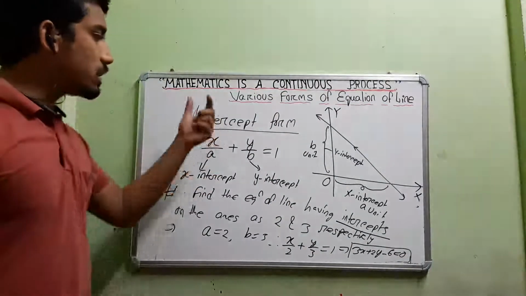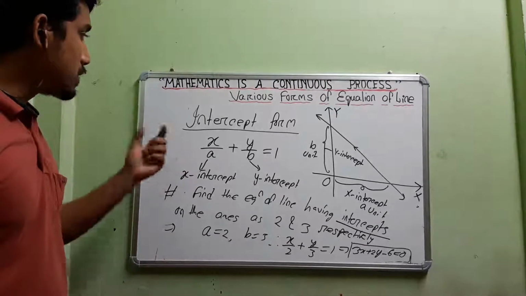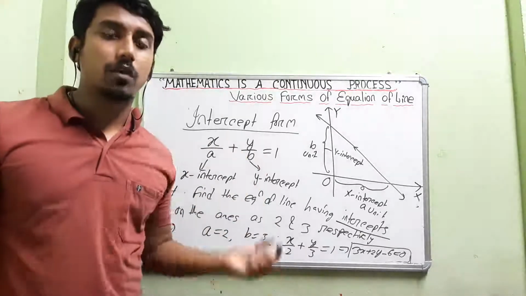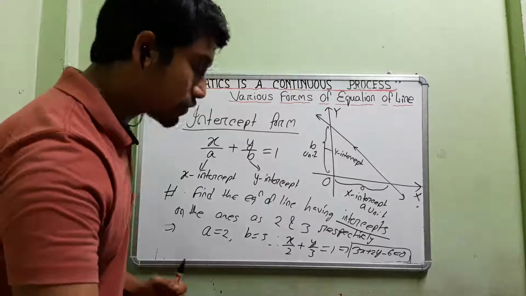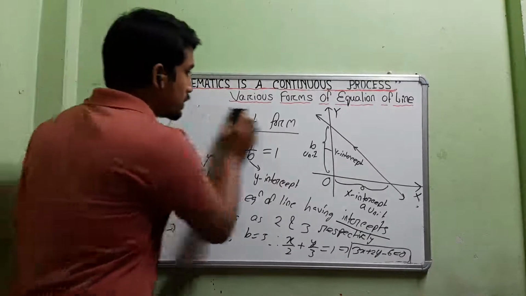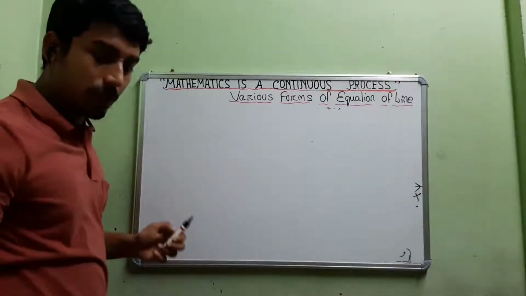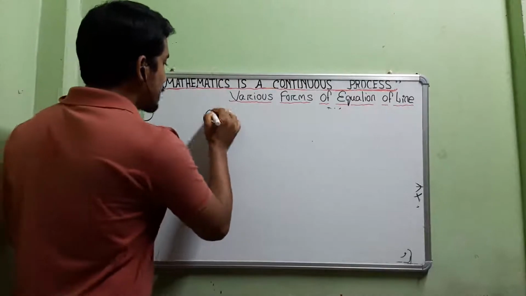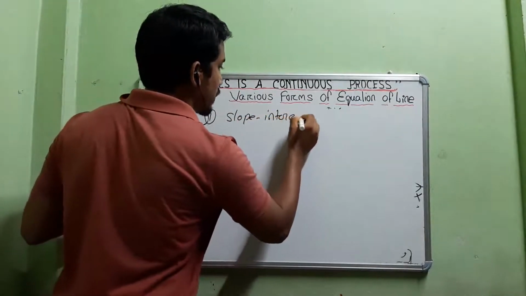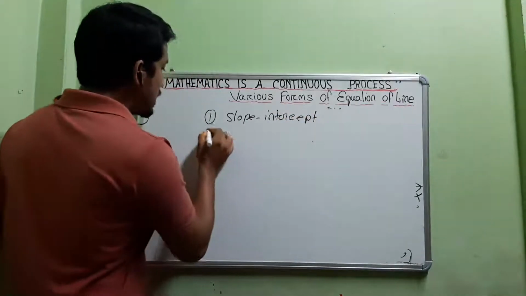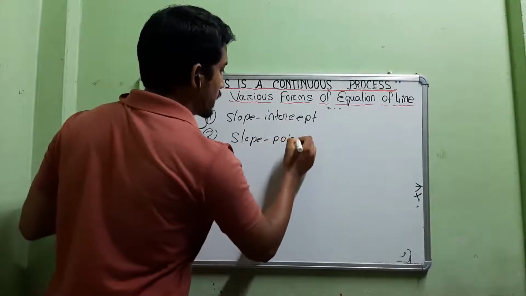So that is called the intercept form of the equation of a line. So this is the concept. Here I have discussed several forms of the equation of a line, the various forms of the equation of a line. First of all, I discussed the slope intercept form. Secondly, I discussed the slope point form.